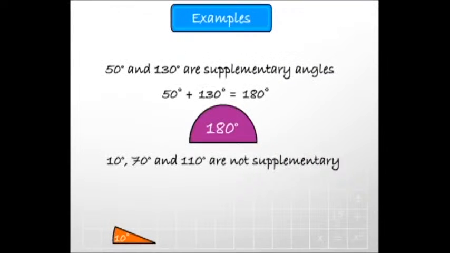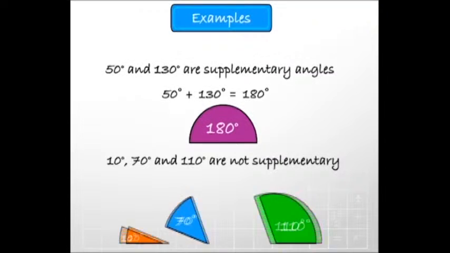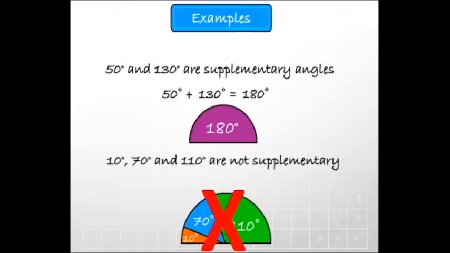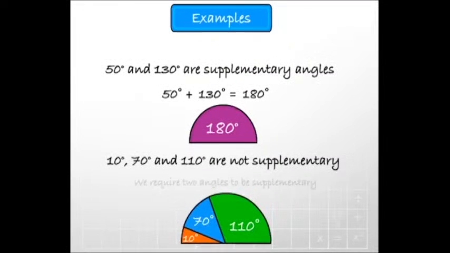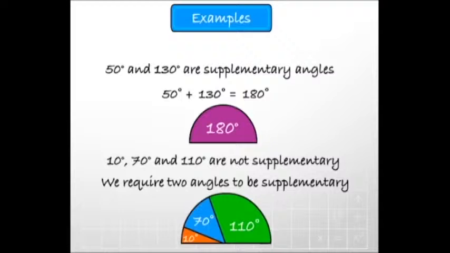If we look at the angles 10 degrees, 70 degrees, and 110 degrees, these angles are not really supplementary angles. And the reason for this is, if we add these angles together, we do indeed get 180 degrees. However, we have three angles rather than a pair of angles or two angles. And so, the definition of supplementary angles is not really met.